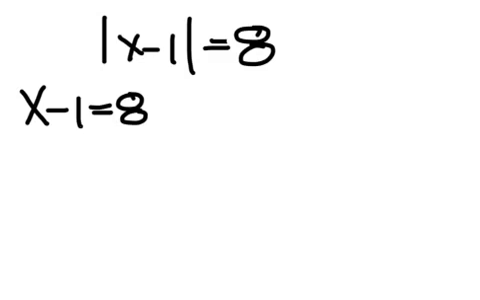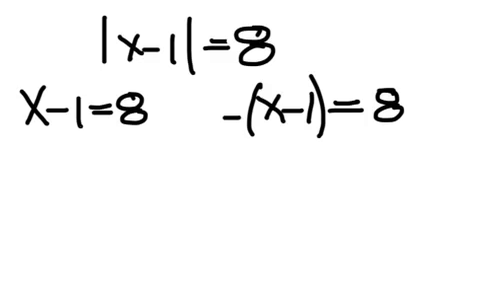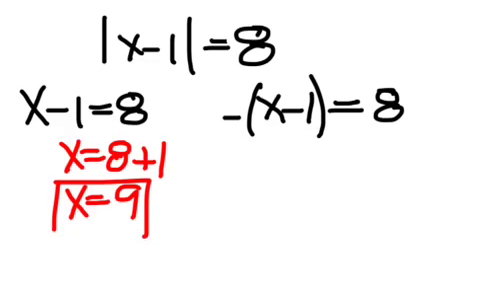So write x minus 1 equals 8 here, and you're going to have to solve that. As well as, remember in the last type we put a negative sign in front of the x. This time we have x minus 1. You put that in parentheses with a negative sign in front of it. That's the only difference. Then you solve both of these equations. On the left, that's x equals 8 plus 1, which is going to give you a 9.